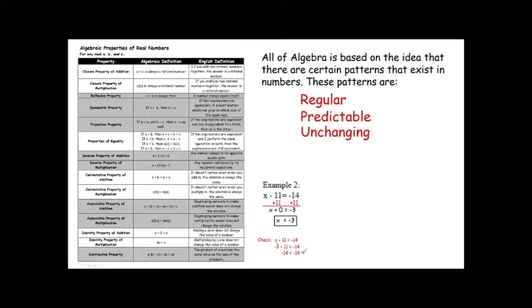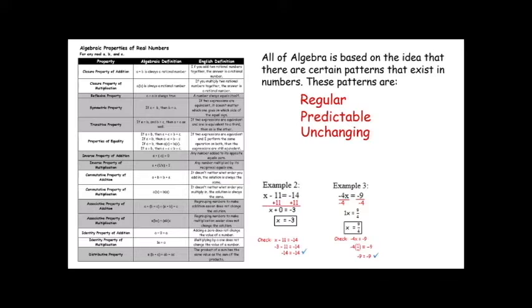So we know that if we put negative 3 into this equation, it should work out. So we double check by saying x minus 11 equals negative 14. Since we said negative 3 should make it true, we plug that in. Negative 3 minus 11 equals negative 14. And negative 3 minus 11 does indeed equal negative 14. So the two sides match. Once I know both sides match, I put a check mark confirming that my solution is correct.